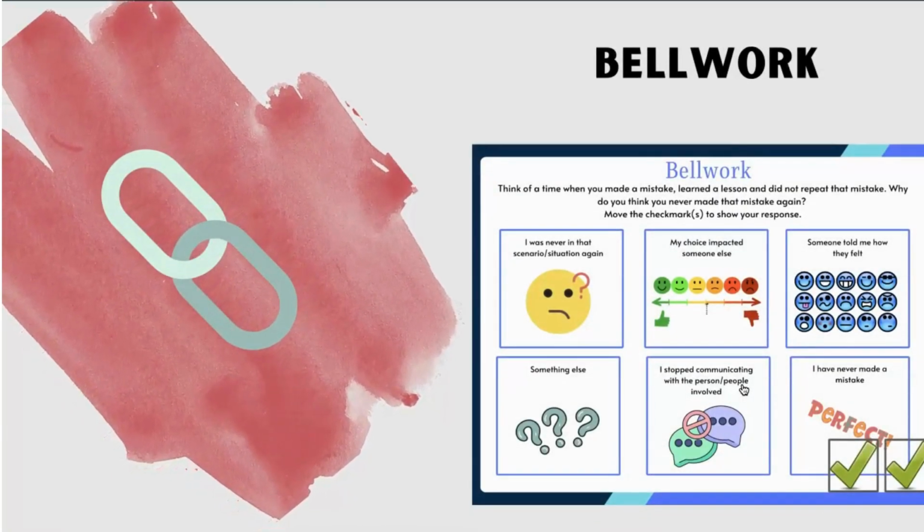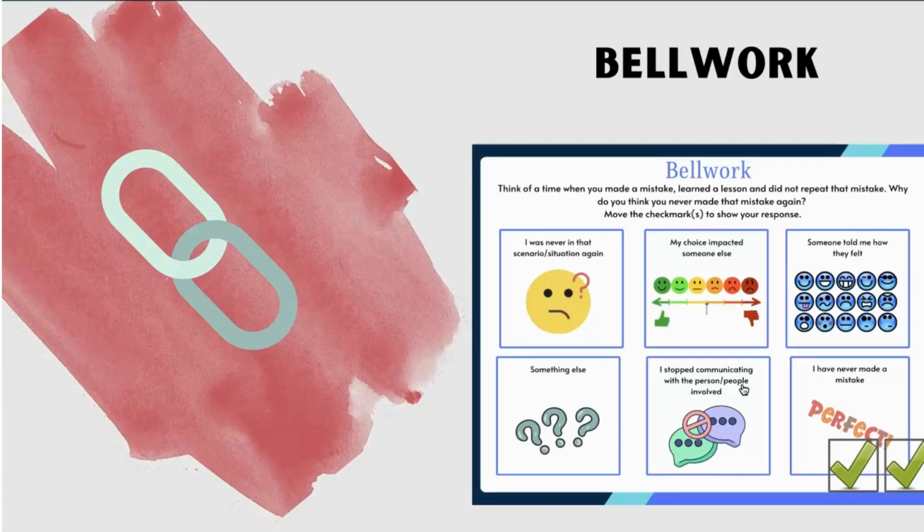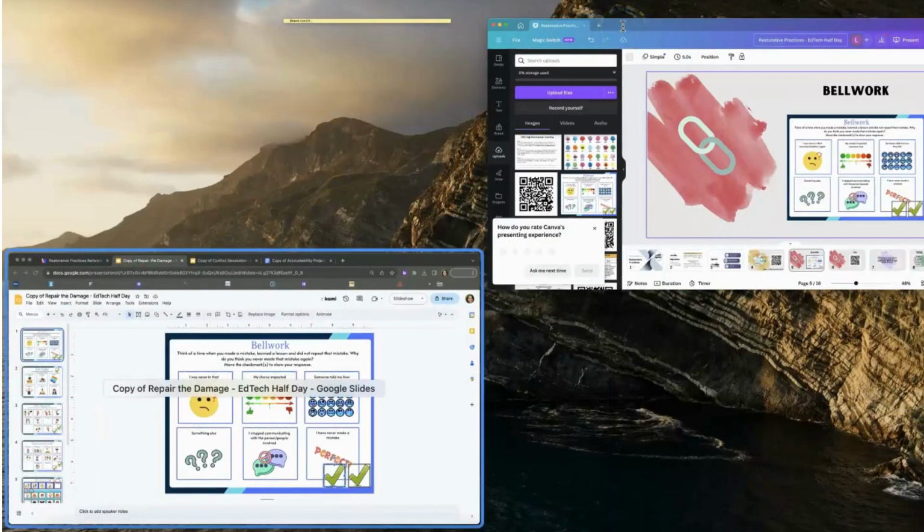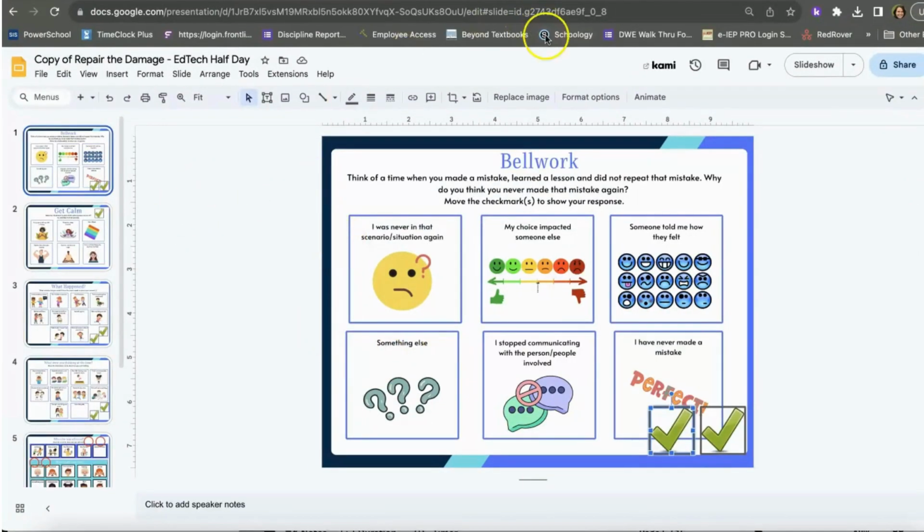So for Bellwork, this Bellwork slide is a Google Slides document, and the link can be found in the presentation or also in the Schoology folder where all the resources are. When you click on this link, a forced copy will show up for you so that you can make edits as necessary. So I already did that. I'm going to jump over to the Bellwork. As you can see here, it's a Google slide, as I said.